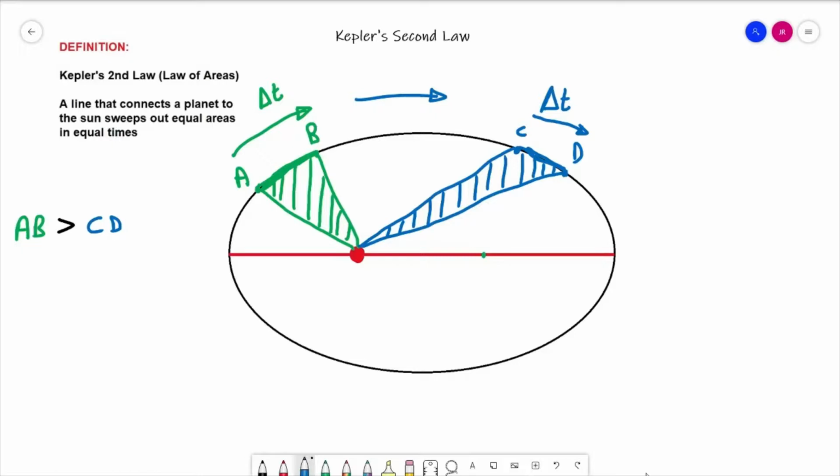Now that's distance. If we now relate that to velocity, relate it to speed, because this distance AB is greater than CD, when we divide those by the time in order to turn it into a velocity, we can see that the velocity between A and B must be greater than the velocity between C and D. The time periods are both exactly the same, but the distances are larger, and therefore the velocity must be larger as well.